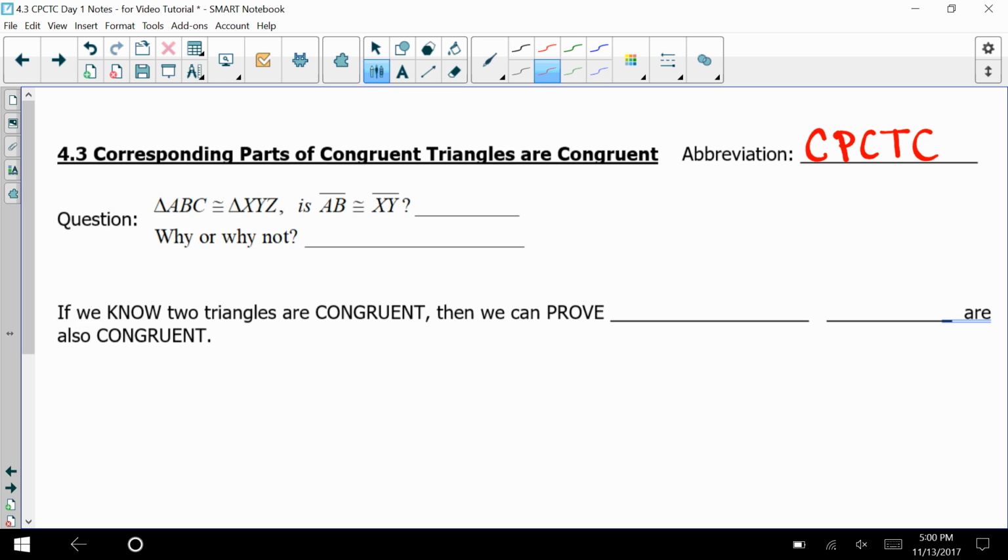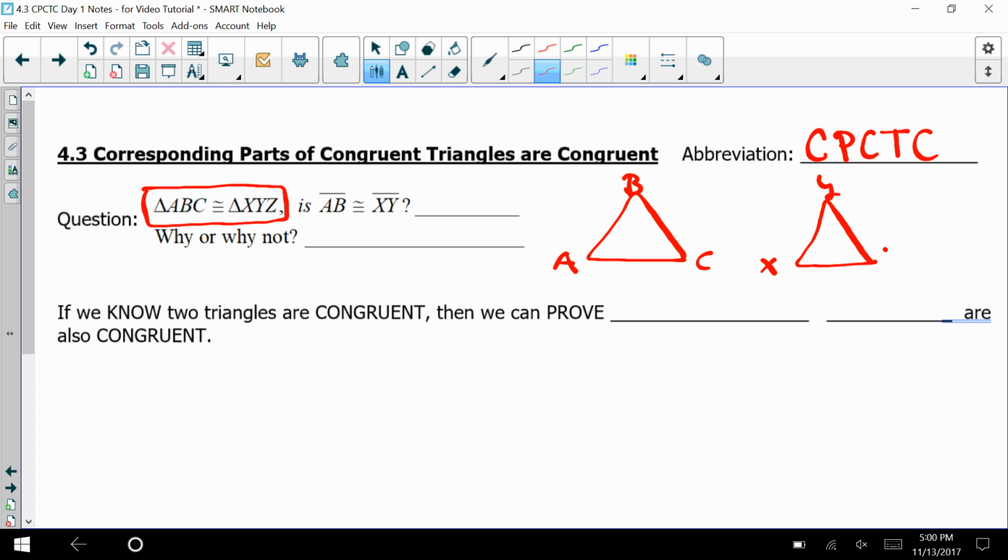But thinking back to the first lesson of the unit, we had congruence. So if these two triangles are congruent, so if I just draw them here, ABC and XYZ, I'm telling you right now that they are congruent. So you should know that all the sides are congruent and all of their angles are congruent. So if AB is congruent to XY, yes, that's true. And the reason why we know that is through CPCTC. The corresponding parts of congruent triangles are congruent.